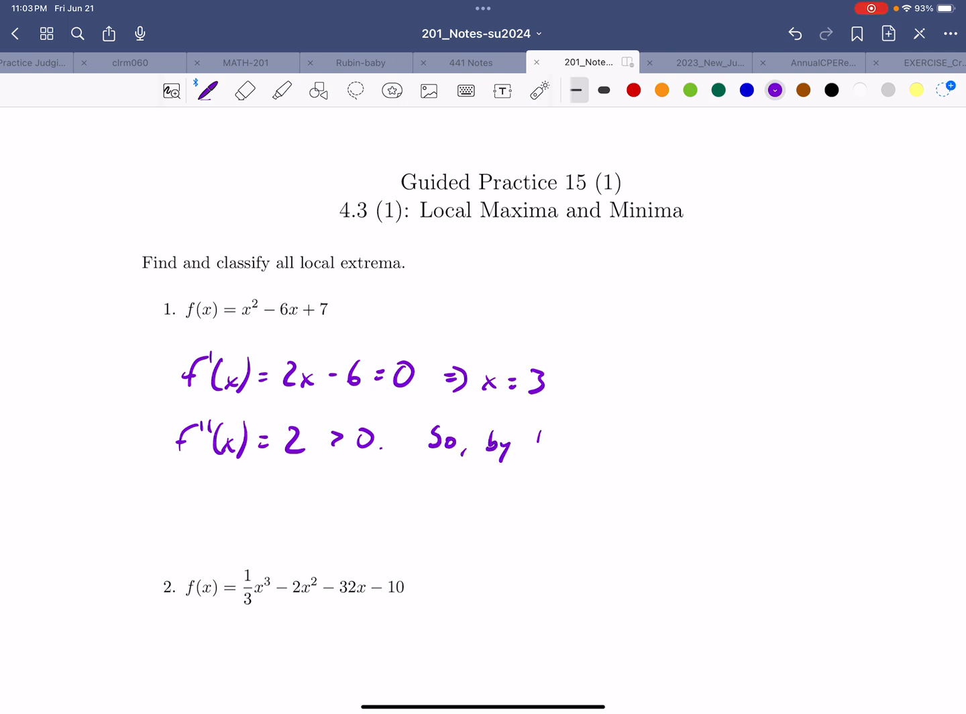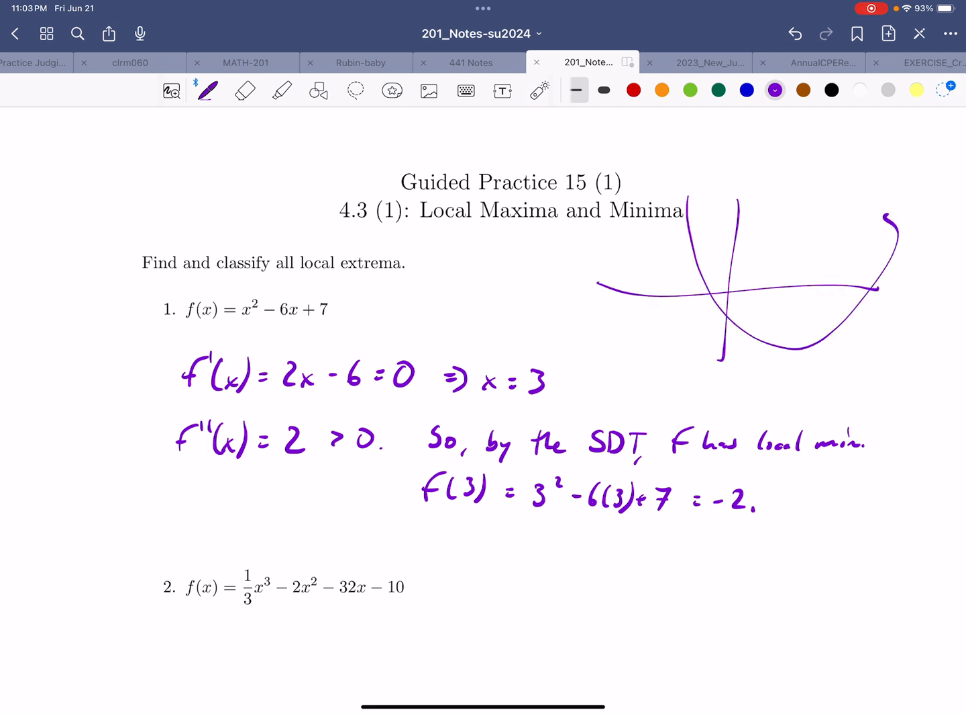So, by the second derivative test, f has a local min at f of 3, which equals 3 squared minus 6 times 3 plus 7. I think it's negative 2. Right? Because our second derivative was greater than 0, we have a local min. And that should make sense, right? If you know what a parabola looks like, it's facing up, so it should be that.